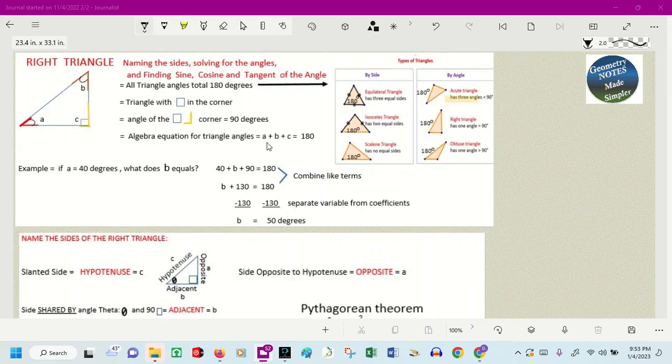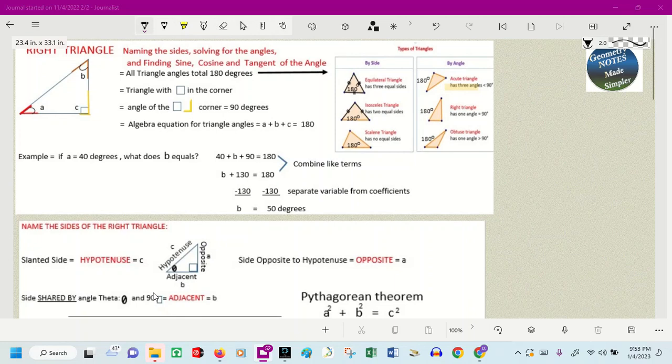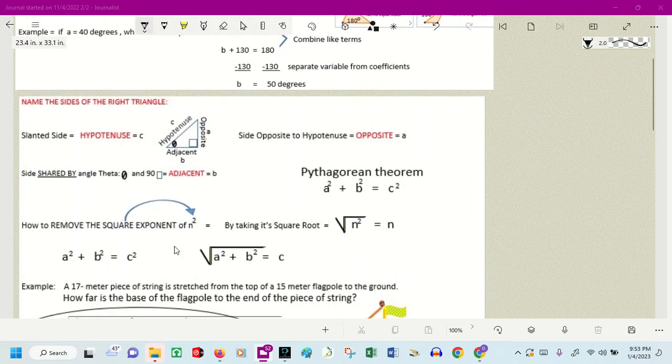Put it in algebraic form, label them A, B, C, plug in the angles that you do have, combine like terms, solve for your missing variable. Now let's name the sides of the right triangle. We know the slanted side of the right triangle is called the hypotenuse. The slanted side of the right triangle is called the hypotenuse.